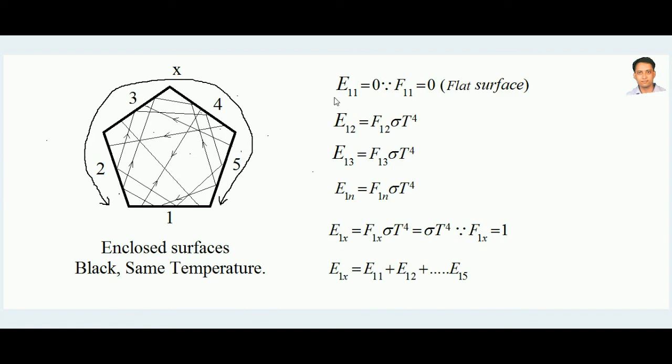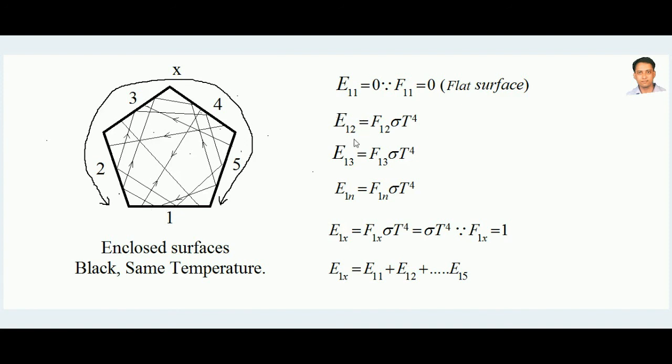Now the emissive power E₁₁ means what? The amount of radiation coming out from surface 1 and falling over itself is 0, because surface 1 is a flat surface, same as the other surfaces. So E₁₁ is 0 because F₁₁ is 0. For a flat surface F₁₁ is 0. Whatever is emanated from surface 1 will be absorbed by other surfaces; it cannot turn back toward itself. Only for a concave surface F₁₁ is greater than 0.